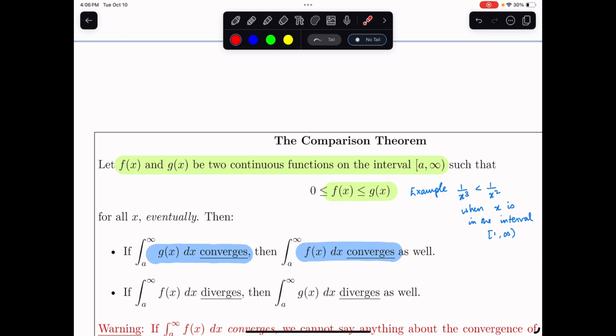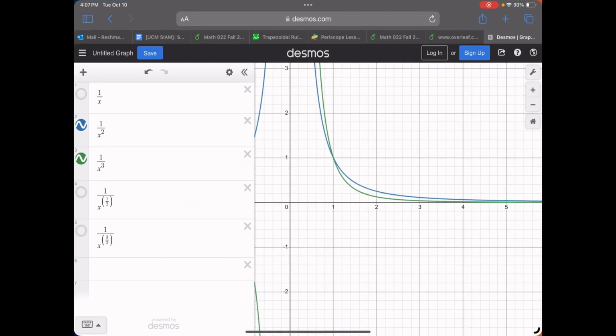Now, this makes sense because of what I said earlier with the graphs, which is that if the area under the bigger function is finite, then the area under the smaller function must be finite. So that's all we're saying with the first part of the comparison theorem. Before we go to the second part, I want to show you another example with two different functions. So let's now look at what happens if you can say one of them is smaller than the other, and if the bigger one converges, then the smaller one has to converge, right? Let's look at what happens if you have divergence.